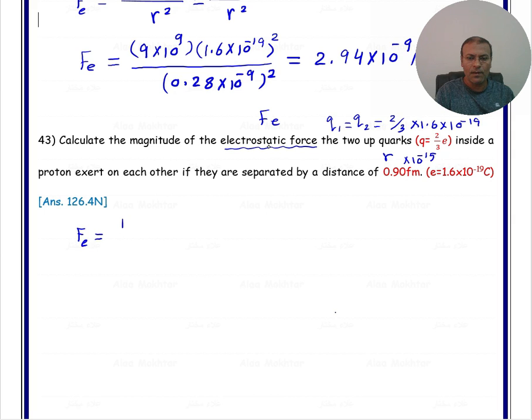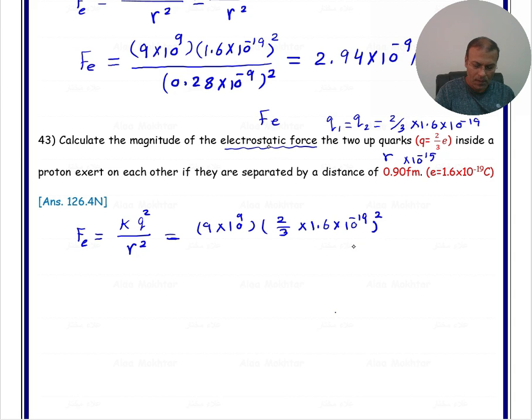The formula is Fe equals K Q1 Q2, the same. We can write it as Q squared over the distance squared: 9 multiply 10 to the power 9, the two charges are the same, 2 over 3 multiply 1.6 multiply 10 to the negative 19, squared, over the distance squared, which is 0.90 multiply 10 to the negative 15. Don't forget the square.